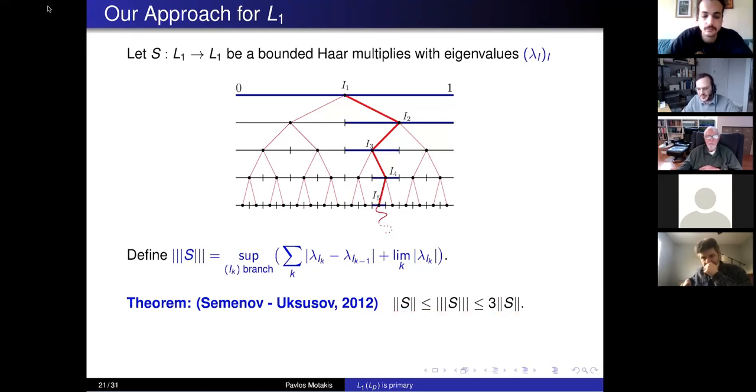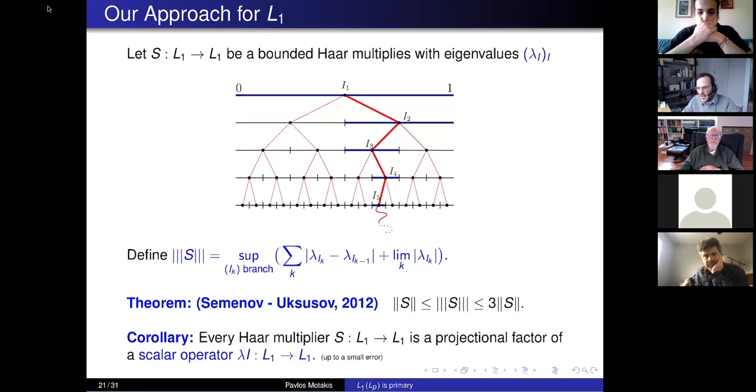And this was not known until very recently. So this is truly remarkable, that people did not know what to do with Haar multipliers on capital L1, and this was not considered or discovered before. And with this theorem at hand, it is then a relatively easy corollary that every Haar multiplier on capital L1 is a projectional factor of a scalar operator, and a scalar operator is a scalar multiple of the identity.